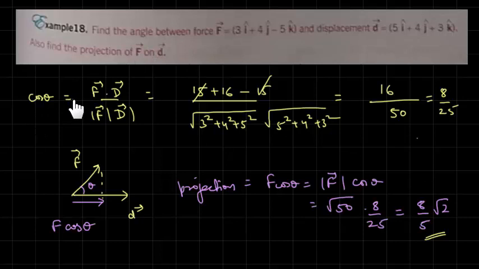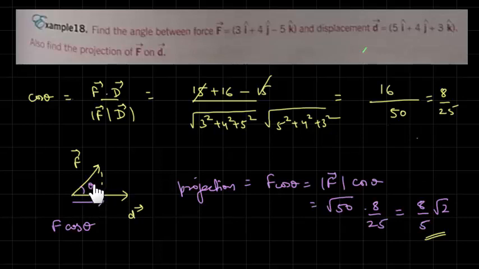So the angle we can again find from our dot product. Cos theta is F dot D upon F into D. So F dot D is 3 into 5 plus 4 into 4 minus 5 into 3, divided by magnitude of F into magnitude of D, comes out to be 8 by 25. So now the angle theta between F and D is cos inverse 8 by 25.